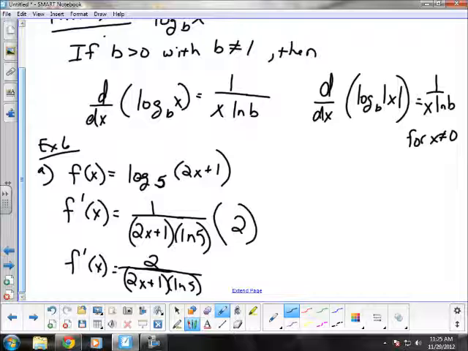Well, they go through and pull the 2 and the ln of 5 in front for some strange reason. Because this is just a number part right here, so they pull it out in front like a coefficient. But they haven't really done anything else to it. That's it.